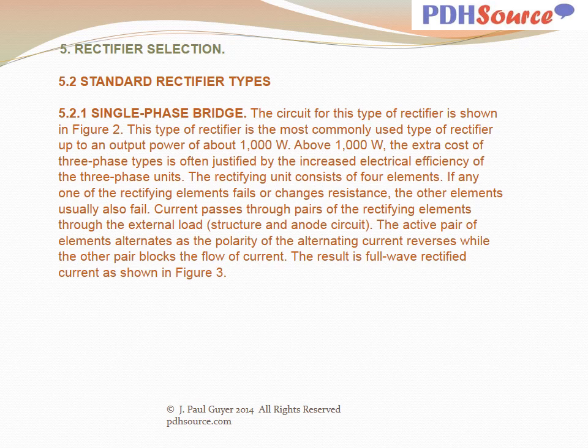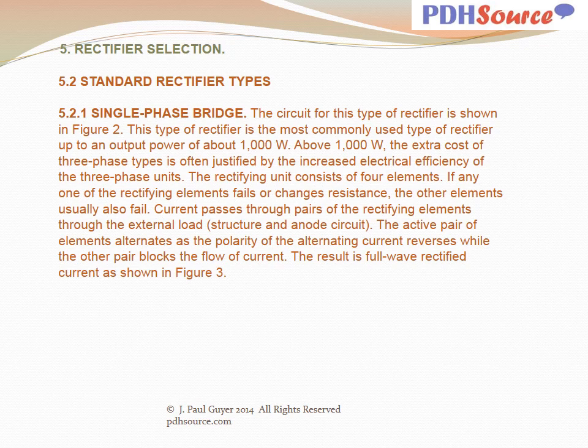With regard to the standard rectifier types, the single-phase bridge, the circuit for this type of rectifier is shown in Figure 2. This type of rectifier is the most commonly used type of rectifier up to an output power of about 1,000 watts. Above 1,000 watts, the extra cost of 3-phase types is often justified by the increased electrical efficiency of the 3-phase units. The rectifying unit consists of 4 elements.